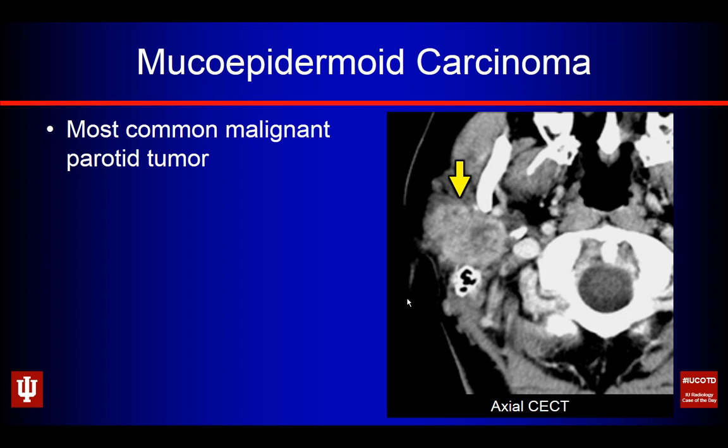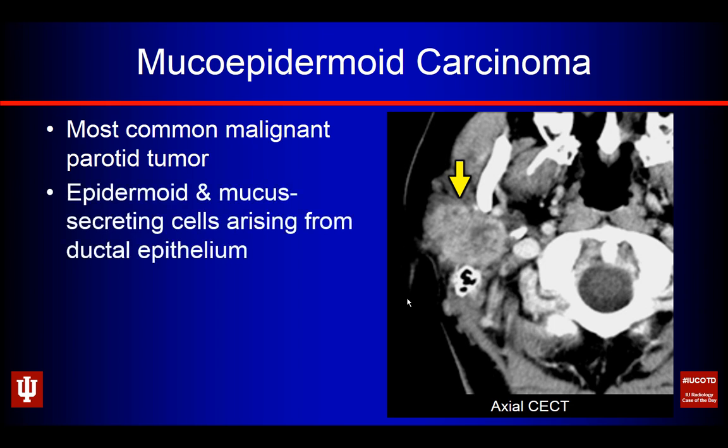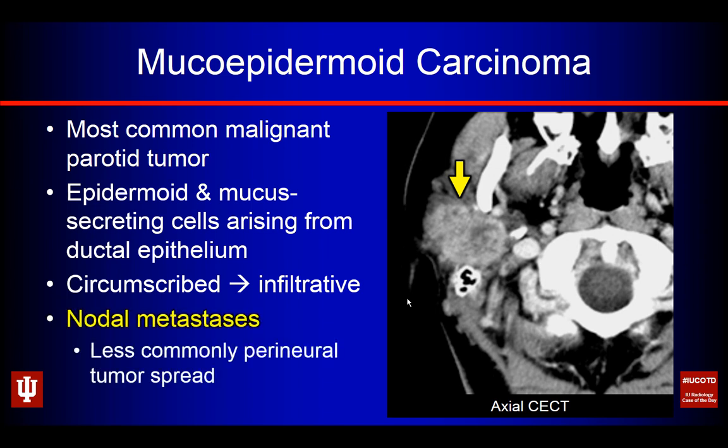So the most common parotid malignant tumor is going to be Mucoepidermoid Carcinoma. And these arise from epidermoid and mucus-secreting cells within the ductal epithelium, within the glandular ducts. And unfortunately, it's a bit of a spectrum tumor. So when it's small, when it's lower grade, it may be fairly circumscribed in its appearance. But as it becomes higher grade, as it enlarges, it becomes more infiltrative and indistinct in its margins.